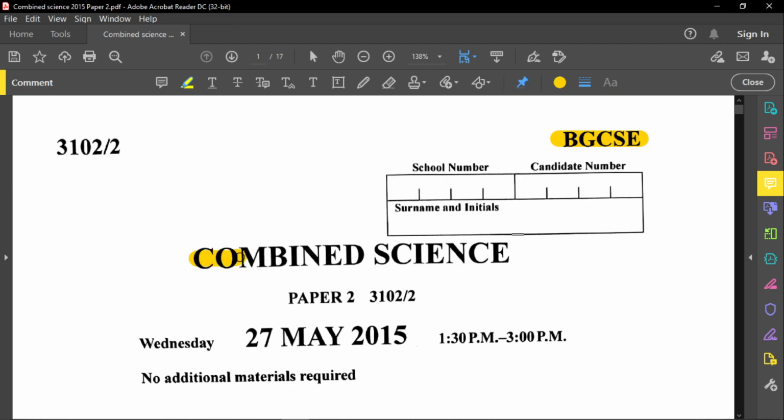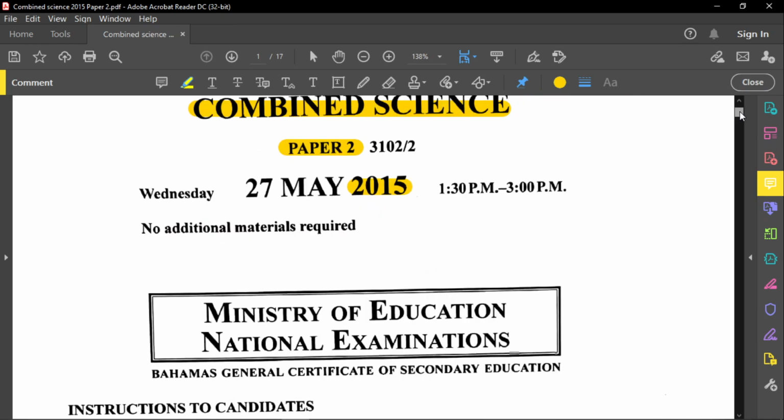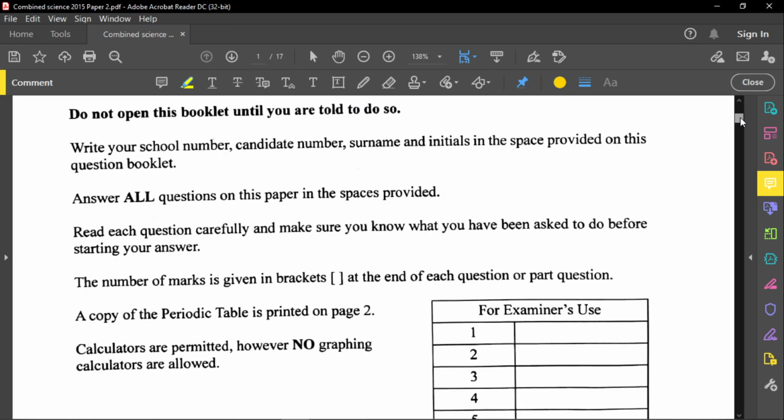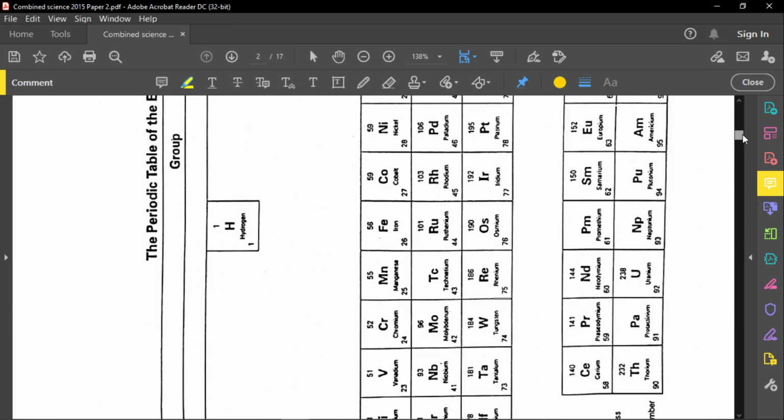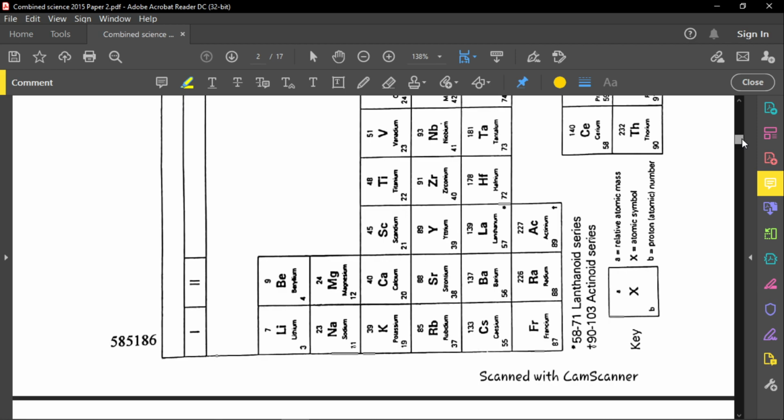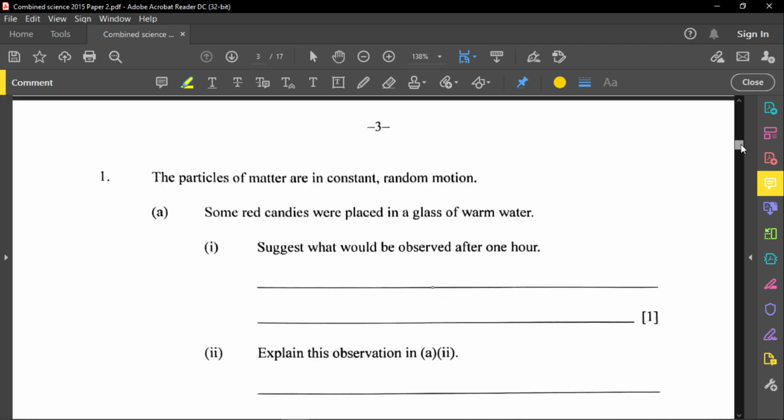Today we're going to review the combined science paper, and this is a paper 2 from the year 2015. Again, always remember, write your school number, write your candidate number, write your surname and your initials. Again, read through all the instructions before you start the examination, and also follow the directives of your examiner. For the combined science paper, they will provide you with a periodic table, which is great. You can use it if you need it. And let's jump into the first question.